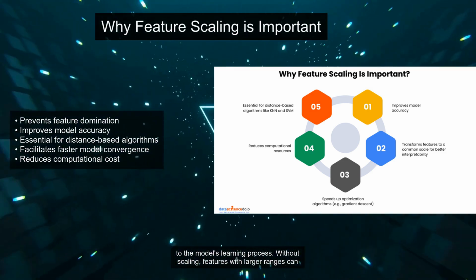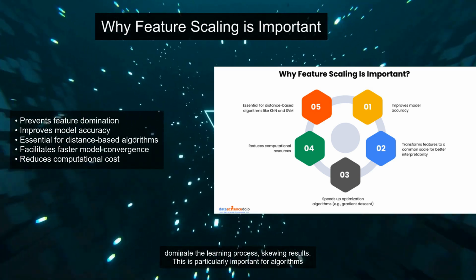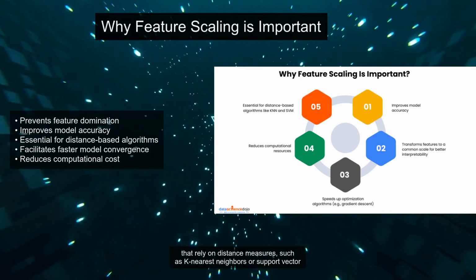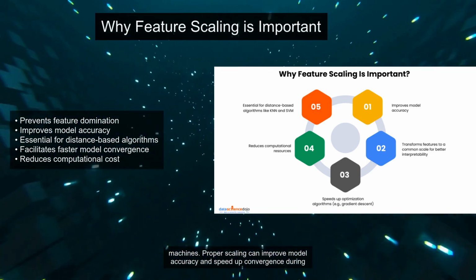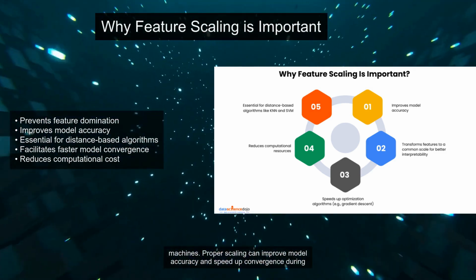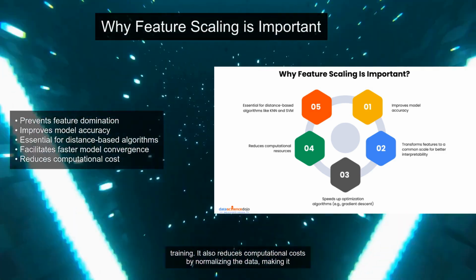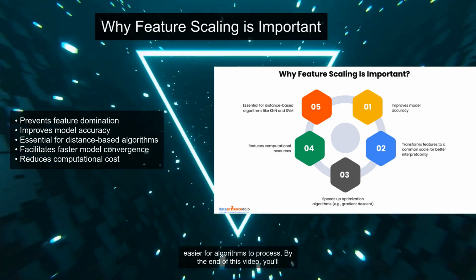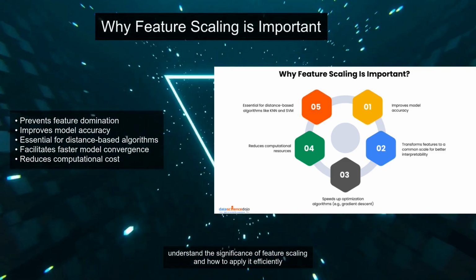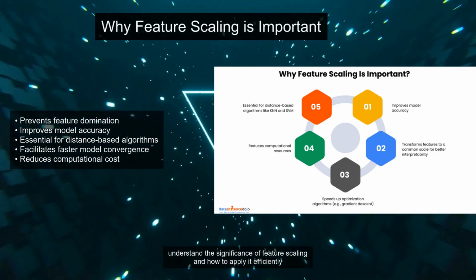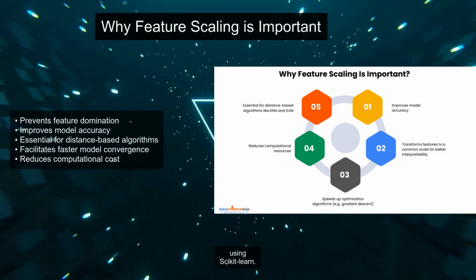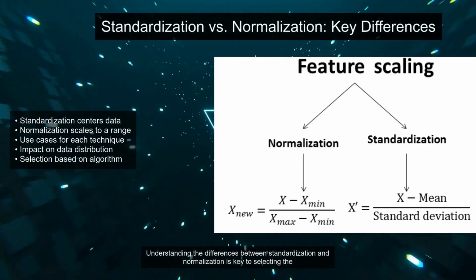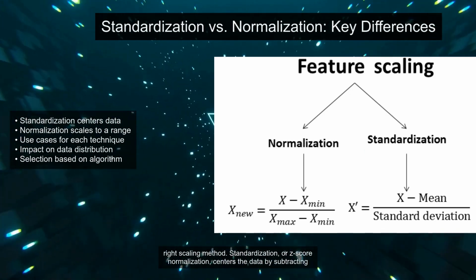Feature scaling is vital because it ensures that all features contribute equally to the model's learning process. Without scaling, features with larger ranges can dominate the learning process, skewing results. This is particularly important for algorithms that rely on distance measures, such as k-nearest neighbors or support vector machines. Proper scaling can improve model accuracy and speed up convergence during training. It also reduces computational costs by normalizing the data, making it easier for algorithms to process. By the end of this video, you'll understand the significance of feature scaling and how to apply it efficiently using Scikit-learn.